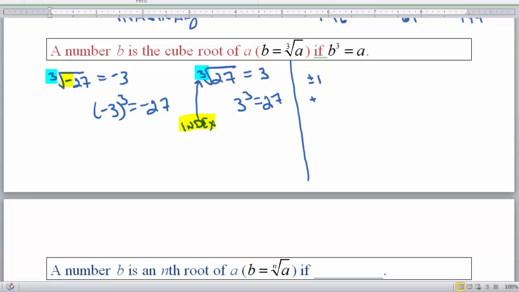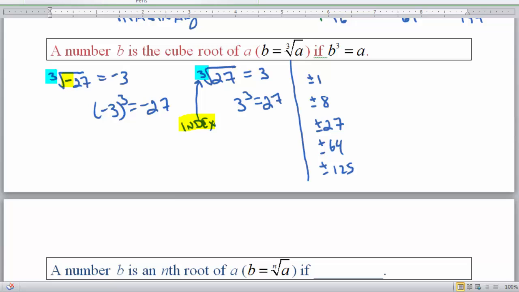And then the same thing holds with 2. 2 cubed would be 8. Negative 2 cubed would be negative 8. So positive or negative 1, positive or negative 8, positive or negative 27, positive or negative 64, and then positive or negative 125. Those are the first 5 perfect cubes. And it's interesting to note that 64 is actually both a perfect cube and a perfect square.